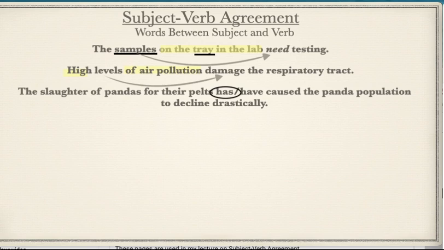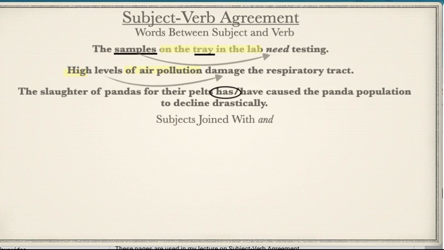So now that we know that the subject is slaughter and that slaughter is singular, we can determine that subject-verb agreement would require the verb has. The slaughter of pandas for their pelts has caused the panda population to decline drastically.